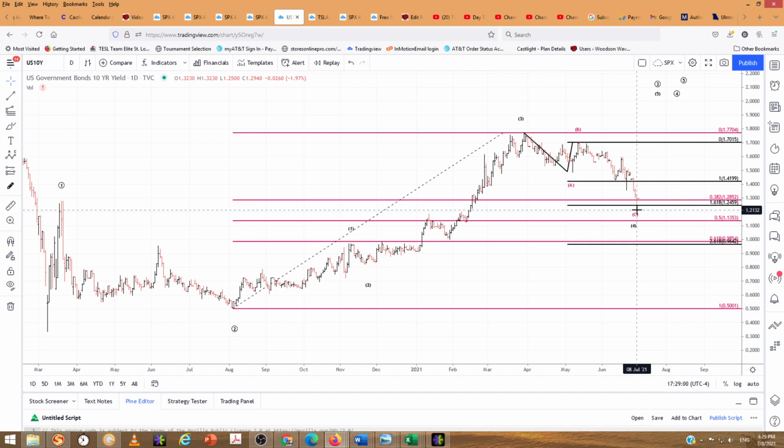I would do Tesla, but there's nothing new. Tesla's still got all of our same make or break points in there. So unless and until that changes, our wave count remains unchanged there.